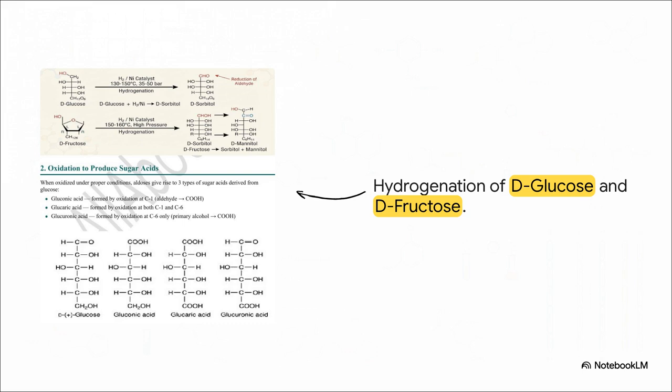You might be wondering why the difference. Well, it's because this reaction creates a brand new chiral center, basically a completely new point of 3D structural asymmetry right at the second carbon.